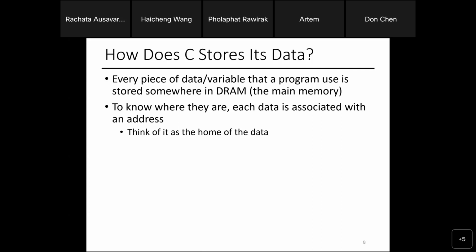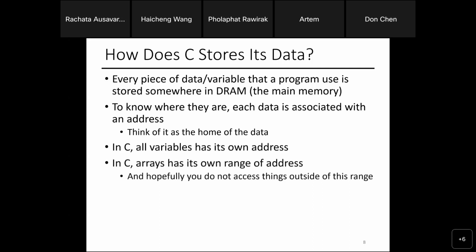All right. Think of these addresses as the home for the data, and it has a certain address. In C, every variable has its own address. And the array, for example, will have a range of addresses because the array contains multiple items, right? Each item has its own address. So the array would cover this range of addresses. And hopefully, your program doesn't access anything outside of this range. Why is that a good thing?